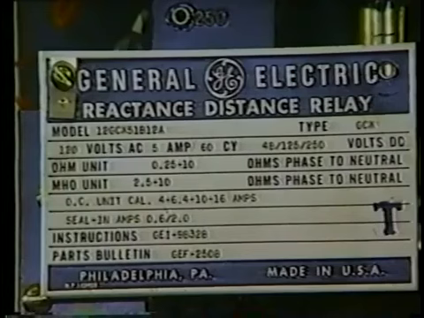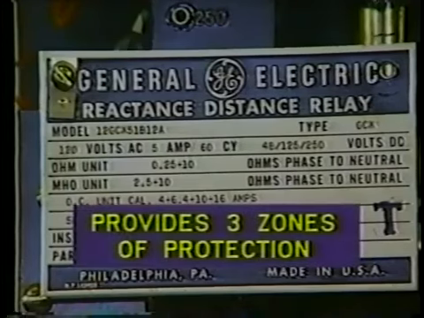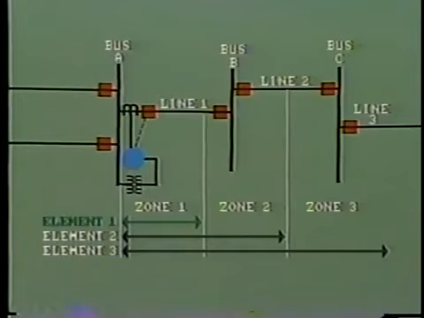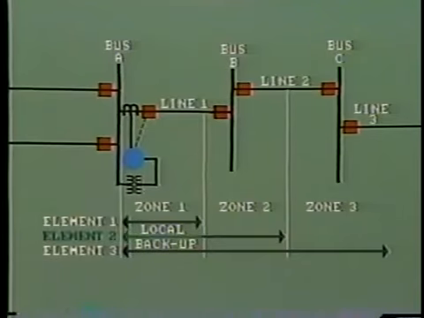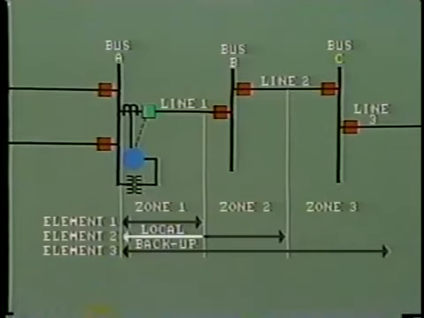An important feature of the distance relay is the provision of zone protection, generally 3 zones. This allows us to provide backup. Generally speaking, the first element protects the primary zone, as shown here, by opening the first breaker, breaker A. The second element provides local backup in case the first element fails to operate. That is, it would trip breaker A after a short time delay.